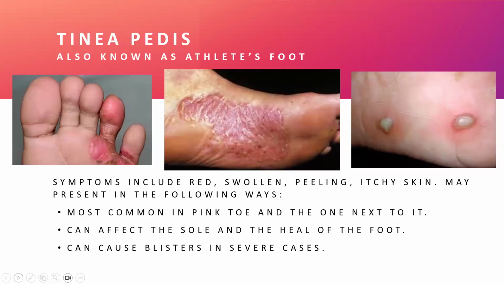Now, if ringworm is present on the feet, it's also called athlete's foot or tinea pedis. And again, you're going to see the red swollen areas. It's going to be peeling. It may be itchy. And it may also present with some blisters. You can see an example of that on the foot here. The most common area for it to show up would be on that pinky toe and the toe that's next to it.